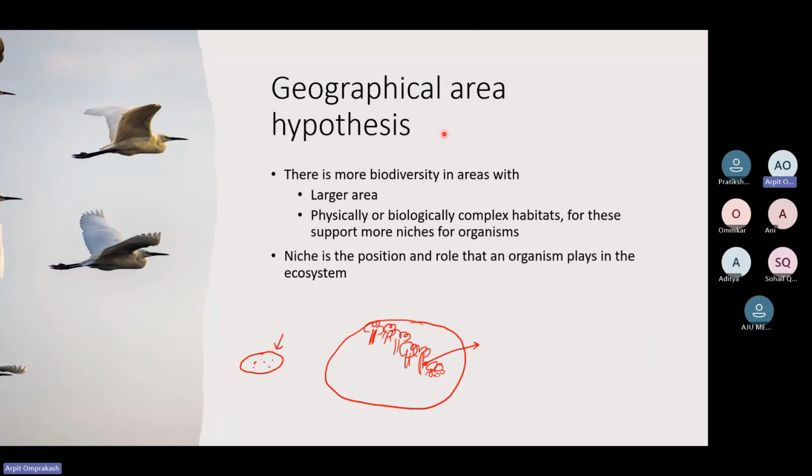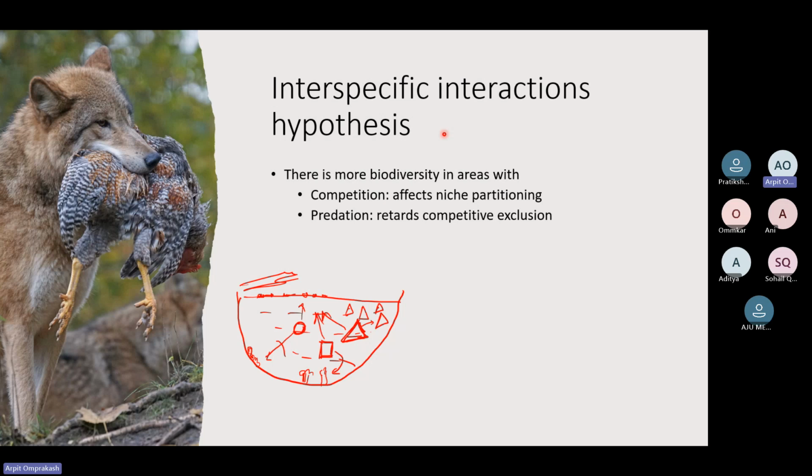And we had the geographical area hypothesis, which says that there's more biodiversity in areas with larger area because they can have more biologically complex habitats and can support more niches for the organisms. And a niche is the position and role that an organism plays in the ecosystem. Right. And then the next one is the interspecific interaction hypothesis, where we say that competition and predation also affect biodiversity.